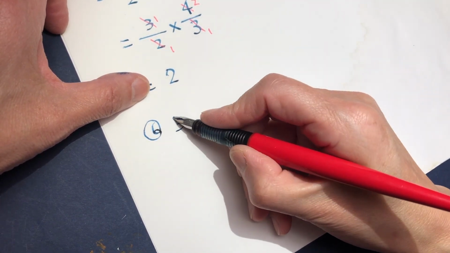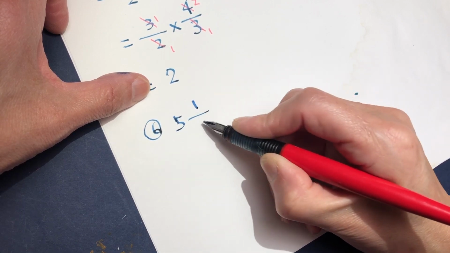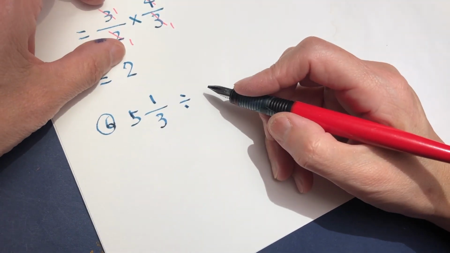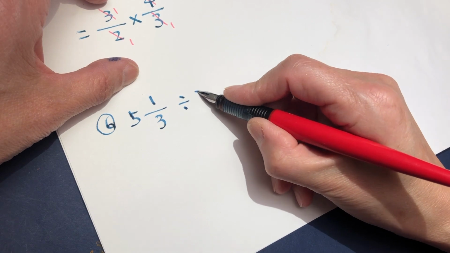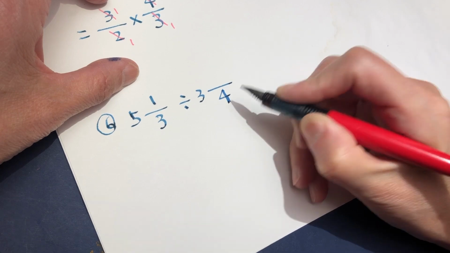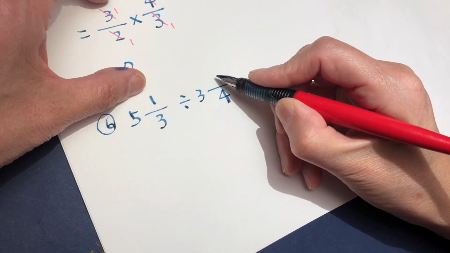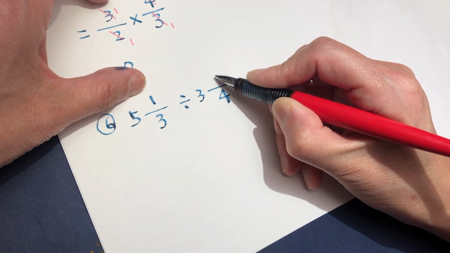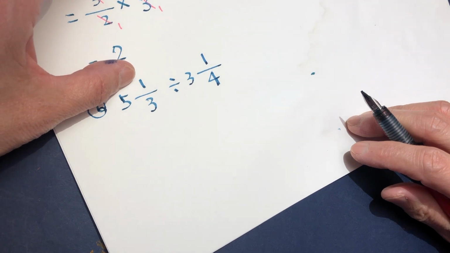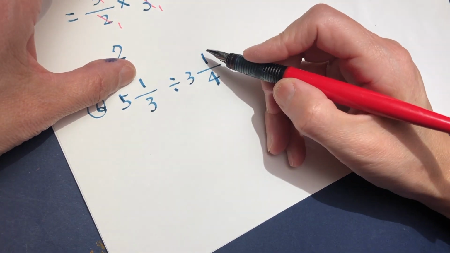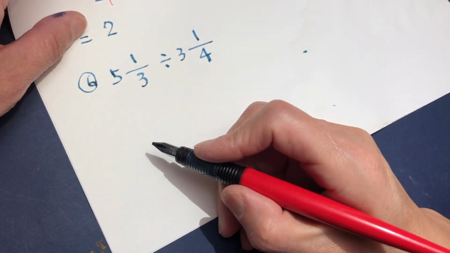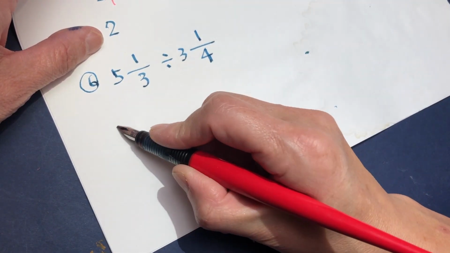5 and 1 over 3 divided by 3 and 4 over 13. Okay, let's do it. It's not a very smart problem, but let's just do it.